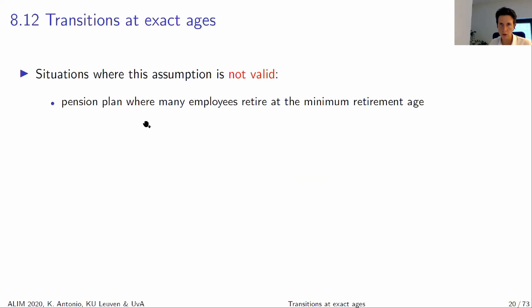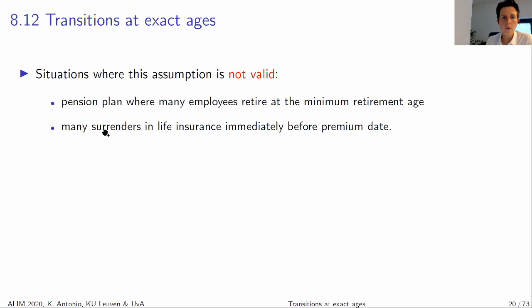For instance, if you look at a pension plan, where many employees would retire at a specific age, for instance the age of 65 or 62 or something like that. What if we have this transition from being in the active state into the retirement state at this very specific age only? How should we account for that in our calculations, which so far only handled the whole thing in continuous time? What if we have many surrenders in life insurance immediately before the premium date? That could also be an example in which our assumption about making transitions in continuous time would not be valid.